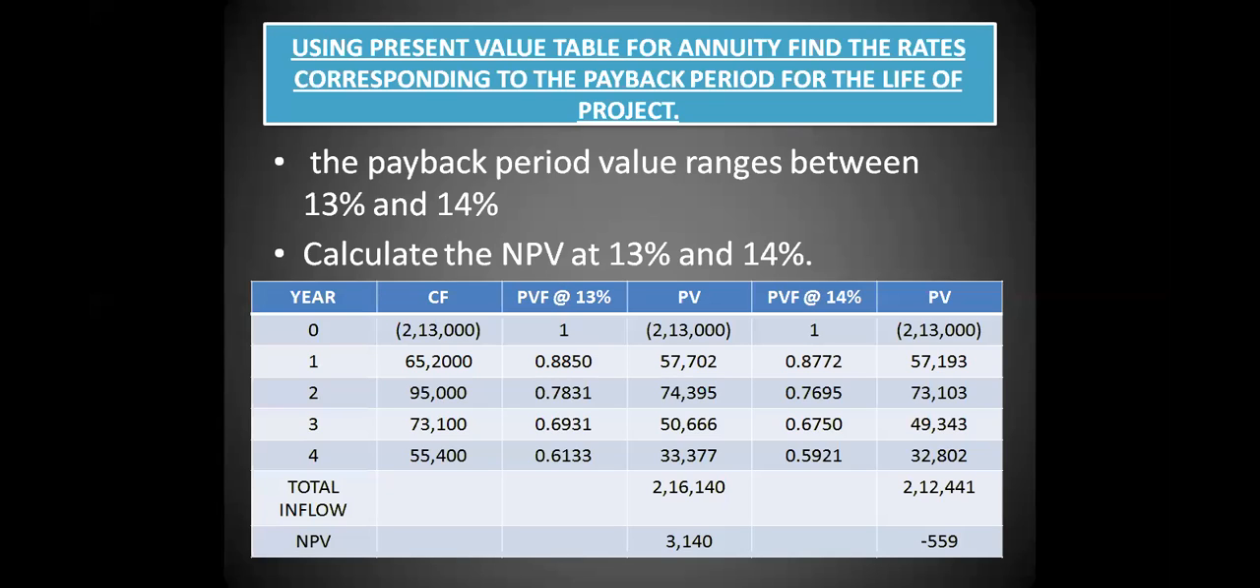So let's start with NPV. We all know when the year is 0, the present value factor will always be 1. So for 2,13,000, which was our cash outlay, the present value factor will remain 1, and that is why the present value, which is in the fourth column, is the same. Now, for year 1, 65,200 will become 57,702 because the present value factor for 1 year at 13% is 0.8850.